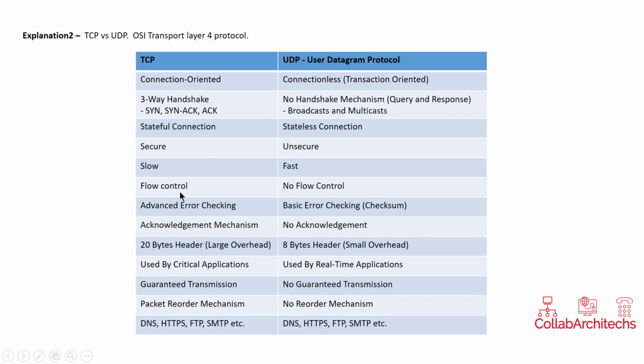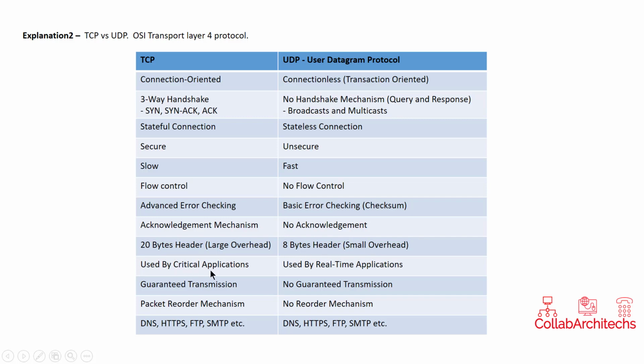TCP has flow control. UDP does not have any flow control. TCP does advanced error checking. UDP does basic error checking, which is the checksum. TCP works on the acknowledgement mechanism, whereas in UDP there is no acknowledgement. TCP has a large overhead, around a 20 byte header. UDP has a small overhead, around an 8 byte header.